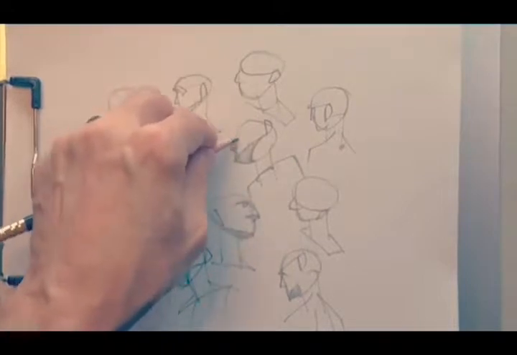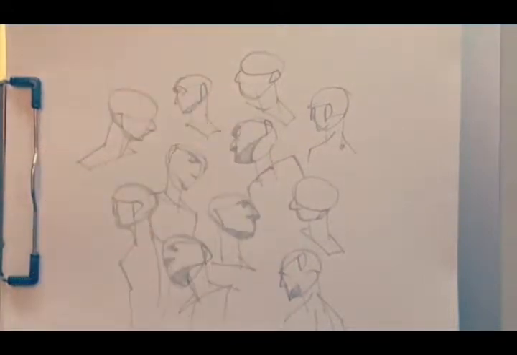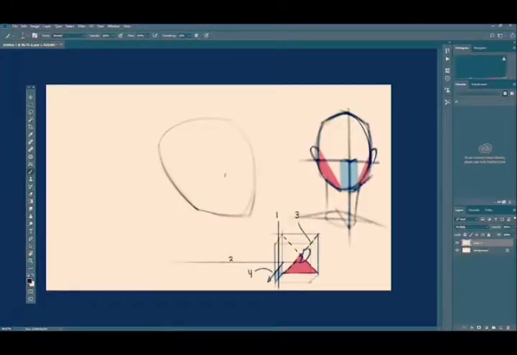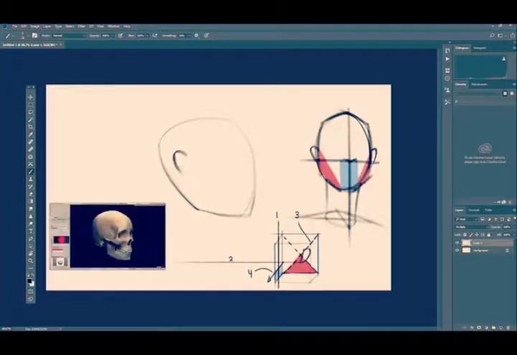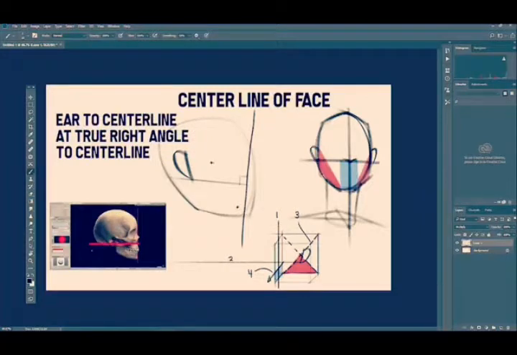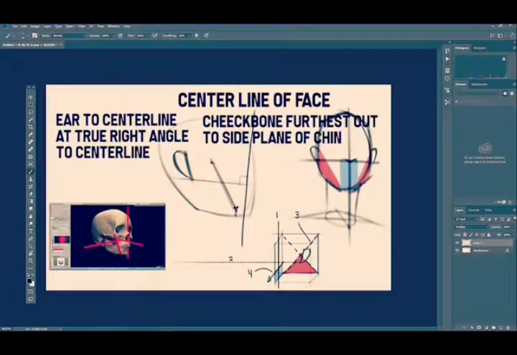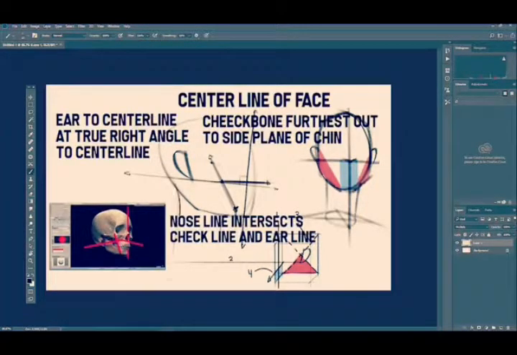The ear is the head's pivot point, so if you start with the ear, you can't go wrong on the head tilt. To line up the features so they are in the correct perspective to the head, start with the center line of the face. Line up the bottom corner of the ear with the center line at a true right angle. Line up the cheekbone with the outside corner of the chin.